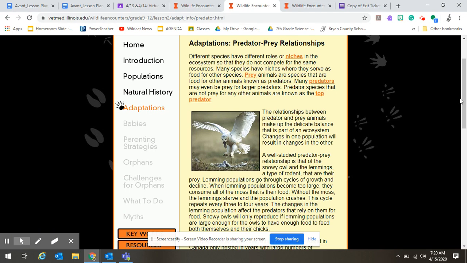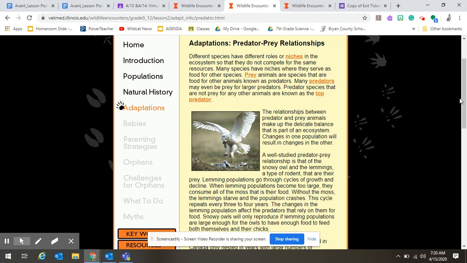So different species have different roles or niches in the ecosystem so that they do not compete for the same resources. Many species have niches where they serve as food for other species. These are prey animals. Prey animals are species that are food for other animals known as predators. Many predators may even be prey for larger predators. Predator species that are not prey for any other species are known as top predators or apex.